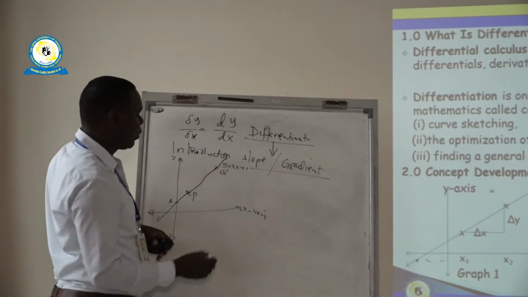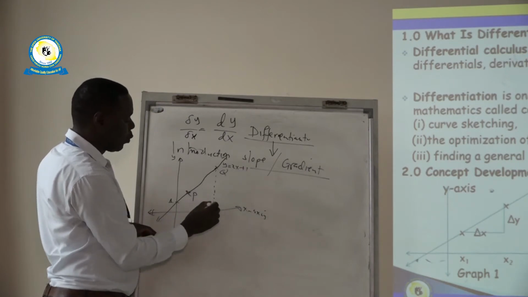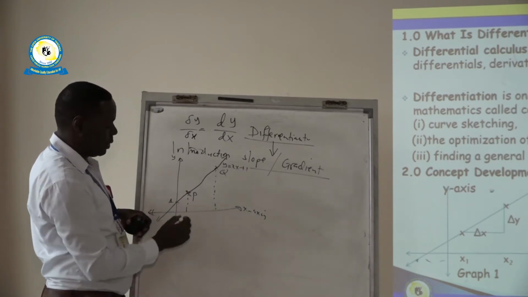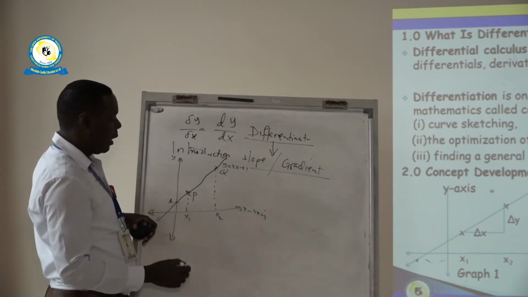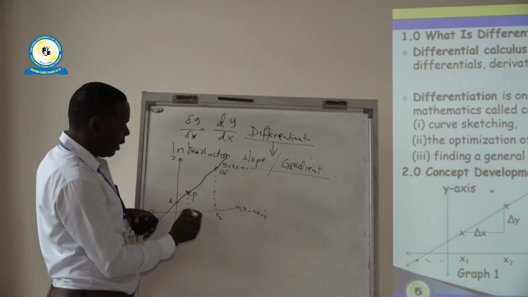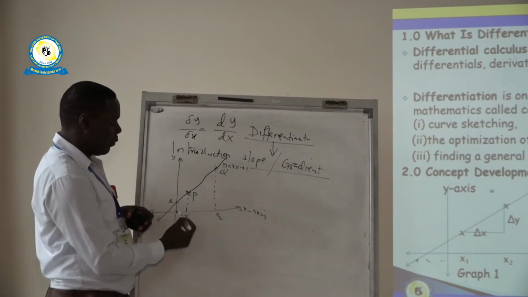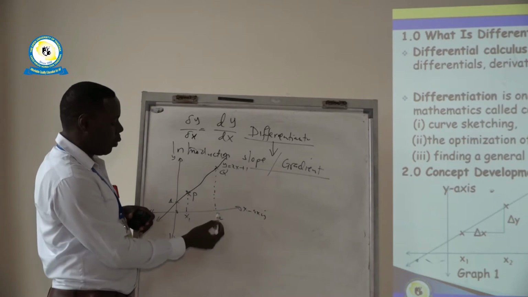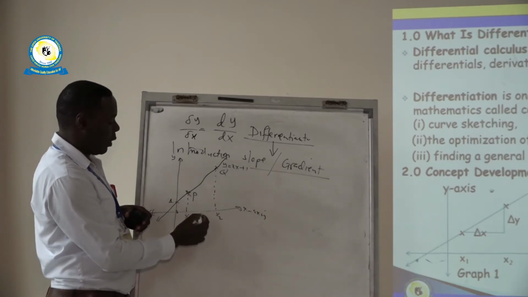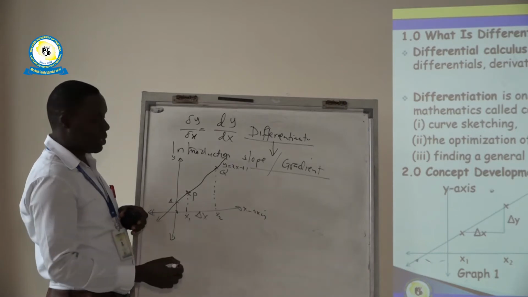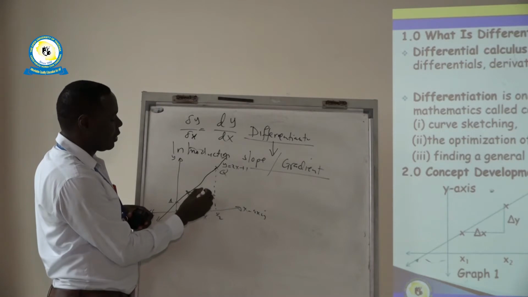Now, when you are asked to find the gradient or the slope, what you do is to read over these 2 points. This is x1 and this is x2. From the origin up to x2, and from the origin up to x1, when you take x2 minus x1, you end up with the small change in x. Again, this is what we call the change in x.